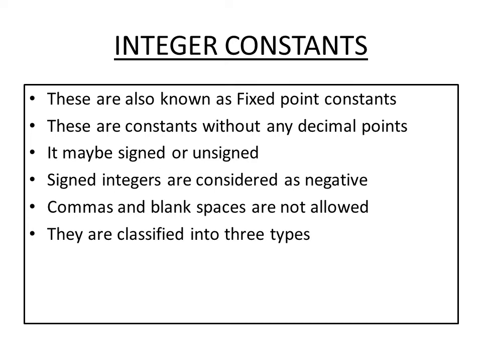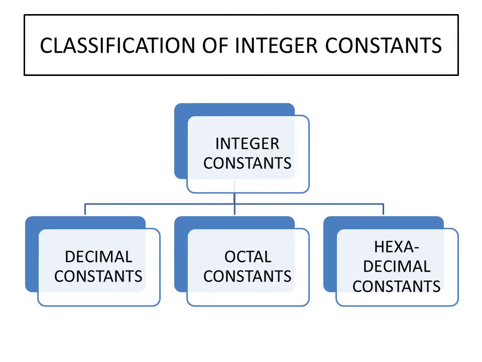Now they are classified into three types: decimal constants, octal constants, and hexadecimal constants. Now let's look in detail.